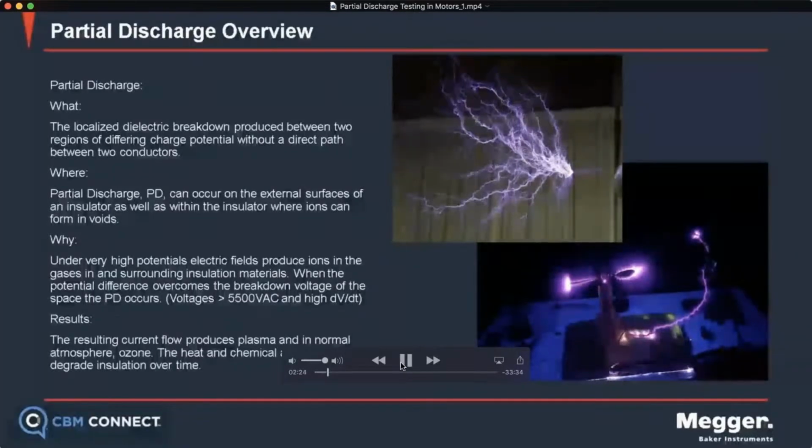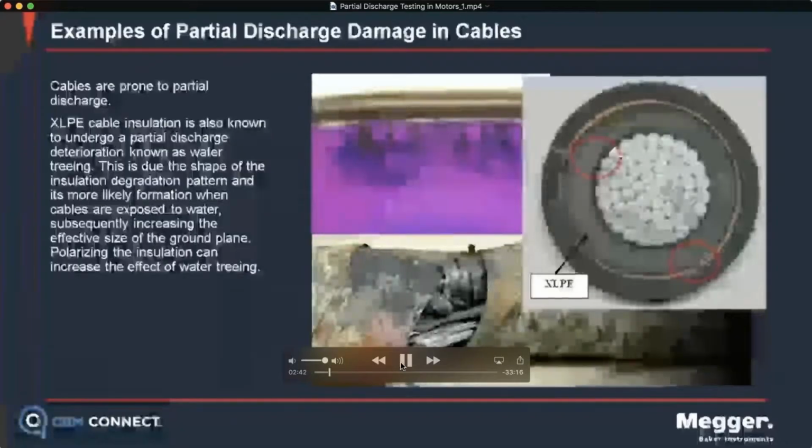So the resulting current flow produces plasma in the normal atmosphere, ozone, right? So ozone's a corrosive gas that actually acts to chemically attack the insulation, and it will cause that to degrade over time. So that's kind of an overview. Let's get into some more specifics and how PD can affect our equipment.